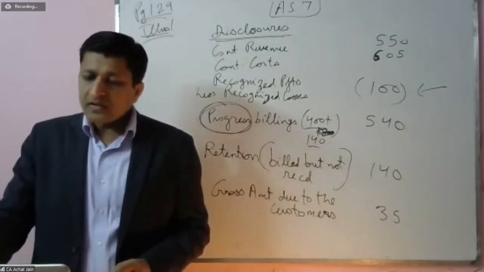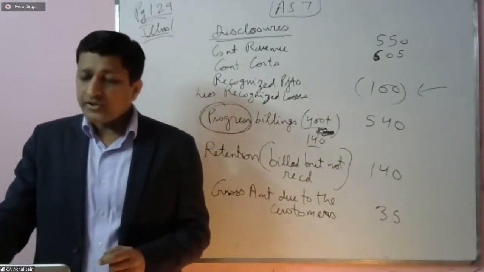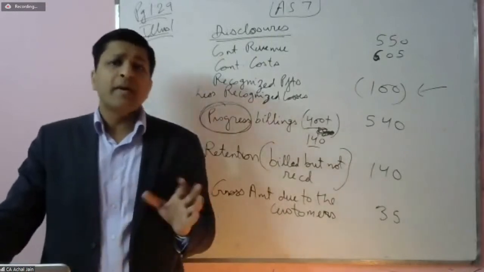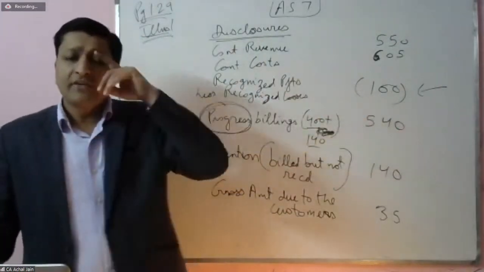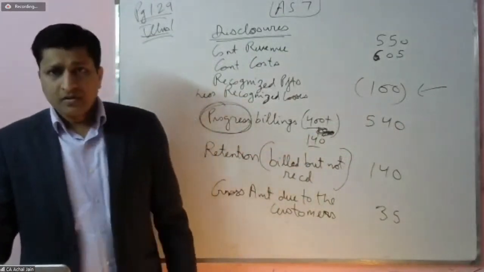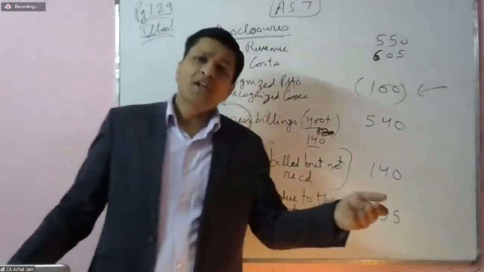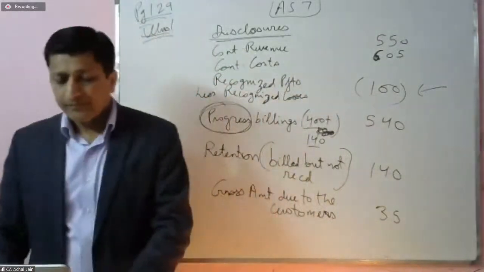Charu is saying, so the net loss in AS7 illustration 1 is the balancing figure. No, it's not the balancing figure. If you compute it, you will get 100, and we have computed this. Please go to the beginning of the solution. We computed this.